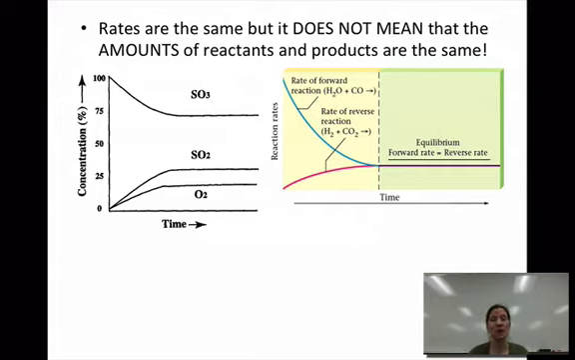It just means the rate at which one is produced is equal to the rate at which the other is produced. So your amounts of reactants and products do not end up being the same at equilibrium. What we know at equilibrium is that the rates are equal and that the concentration doesn't change. The concentration is consistent at the equilibrium point, but the concentrations are not equal.